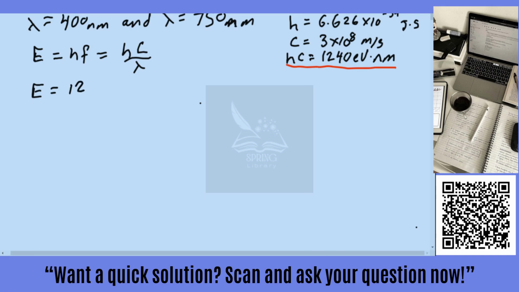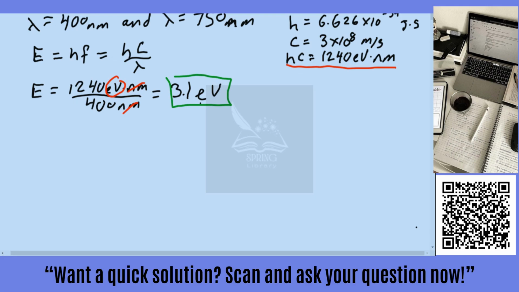So the energy for the 400 nanometer wavelength is going to be hc, which is 1240, divided by our wavelength, which is 400 nanometers. So let's look at the units here and make sure everything works out properly. I have nanometers canceling out, and all that is left is electron volts, so that is exactly what I want. This here gives me 3.1 electron volts. And this just gets plugged into your calculator as soon as the numbers are plugged into the equation here.